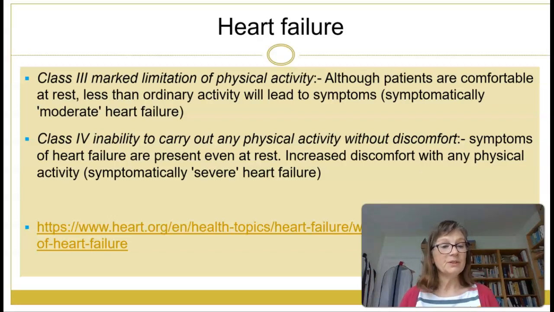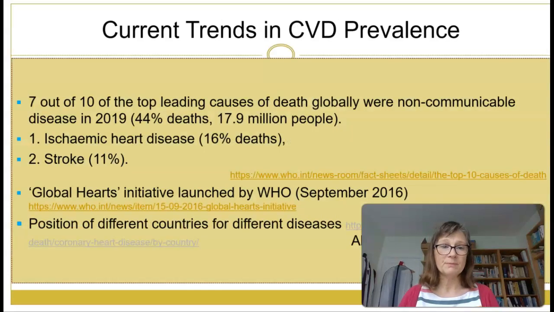So I've given you a link there to have a look a little bit more about any definitions of heart disease that you might wish to have.